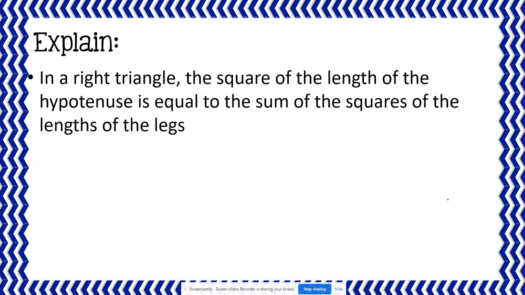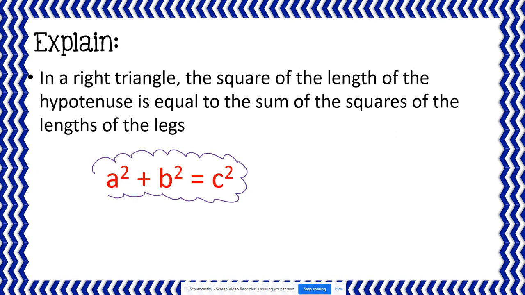The Pythagorean theorem says that in a right triangle, the square of the length of the hypotenuse is equal to the sum of the squares of the lengths of the legs. So that sounds confusing, but let's look at this. The easiest way to write this is in the formula a squared plus b squared equals c squared, where a and b are legs and c is the hypotenuse.